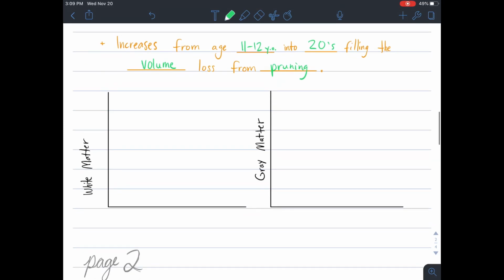Now, if you're a little confused by this, I thought it'd be best if we could just draw some graphs here to show how we increase or decrease the amount of white matter or gray matter in our brain. And so we're going to look at how this occurs over the course of our lifetime as we age. So if we have our age here as birth, and we put 0 here on the x-axis, we're going to take a look at what happens to white matter when we are 11 to 12 years old, when we're in our 20s, and then when we're 30 plus.